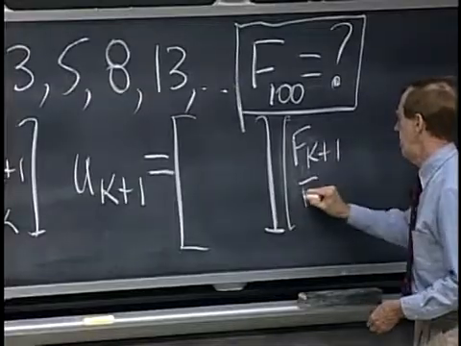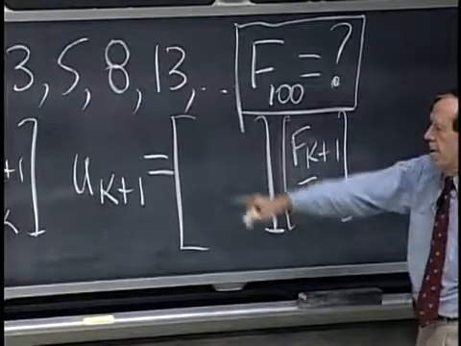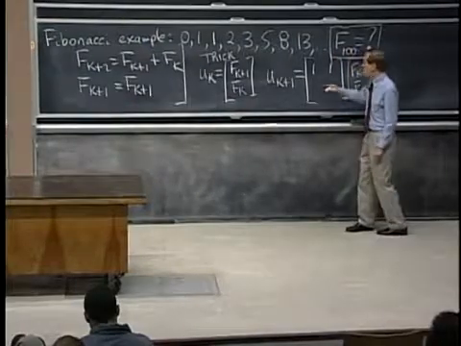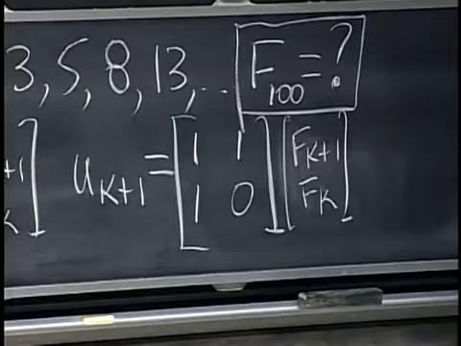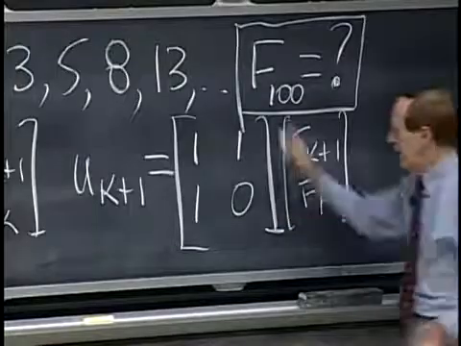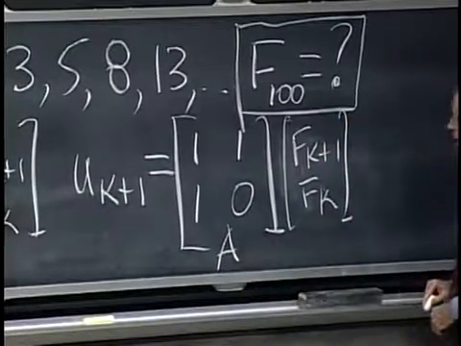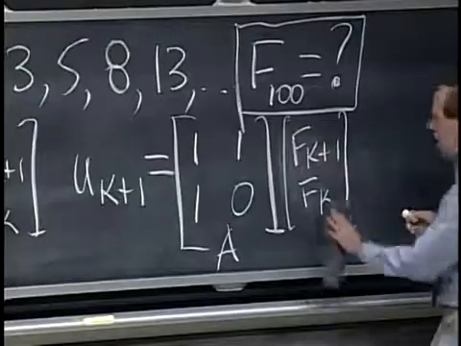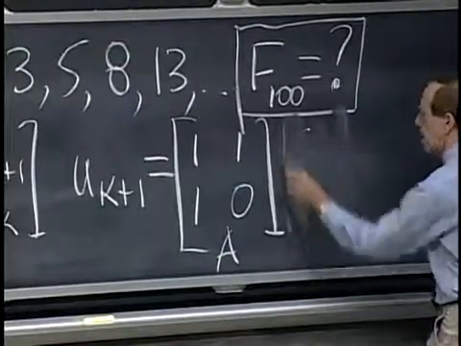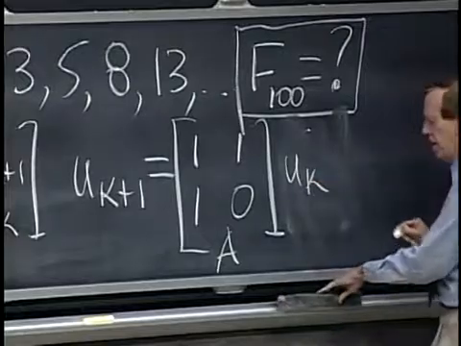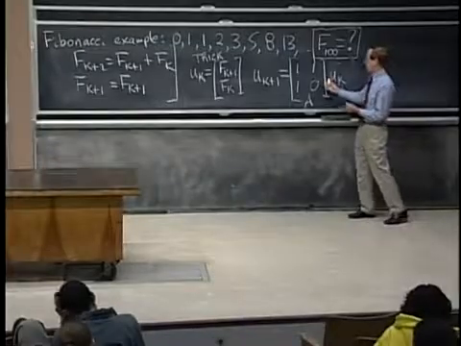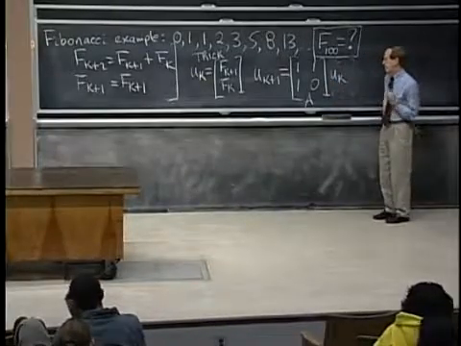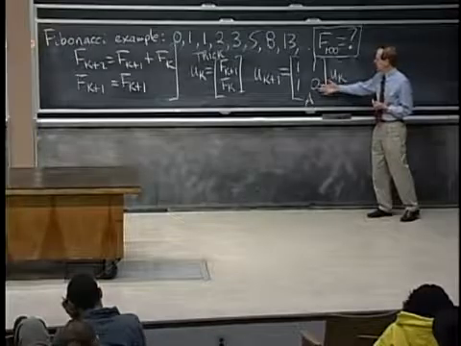So what's the matrix? Well, that has a 1 and a 1, and that has a 1 and a 0. There's the matrix. You see that gives me the right-hand side. So there's the matrix A, and this is our friend u_k. So that simple trick changed the second order scalar problem to a first order system with two unknowns, with a matrix, and now what do I do?